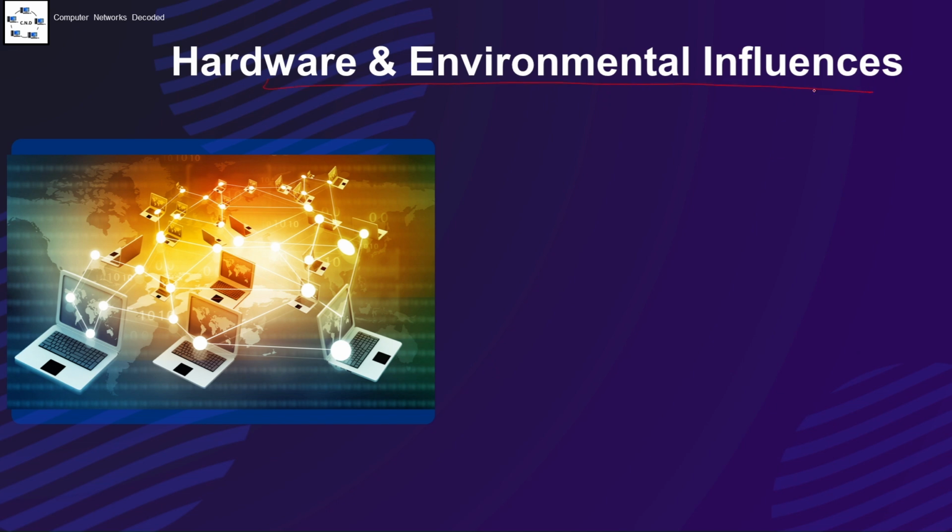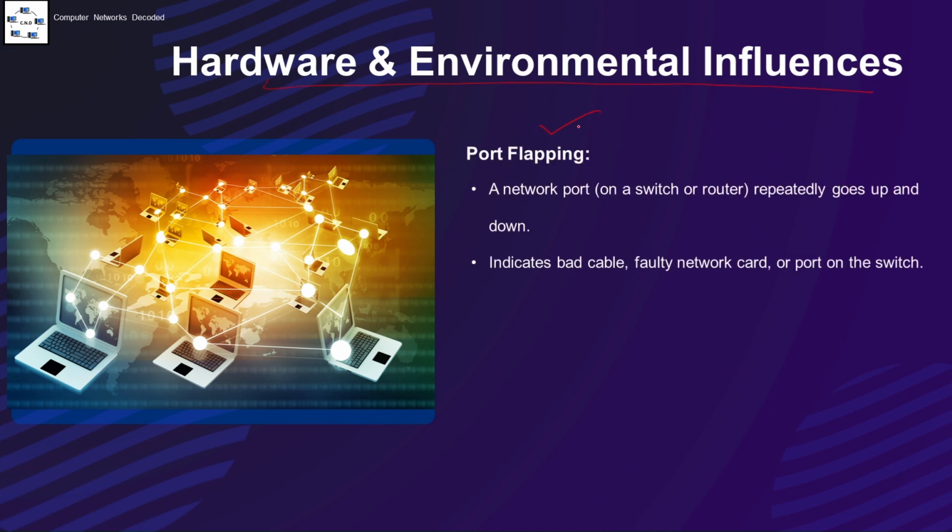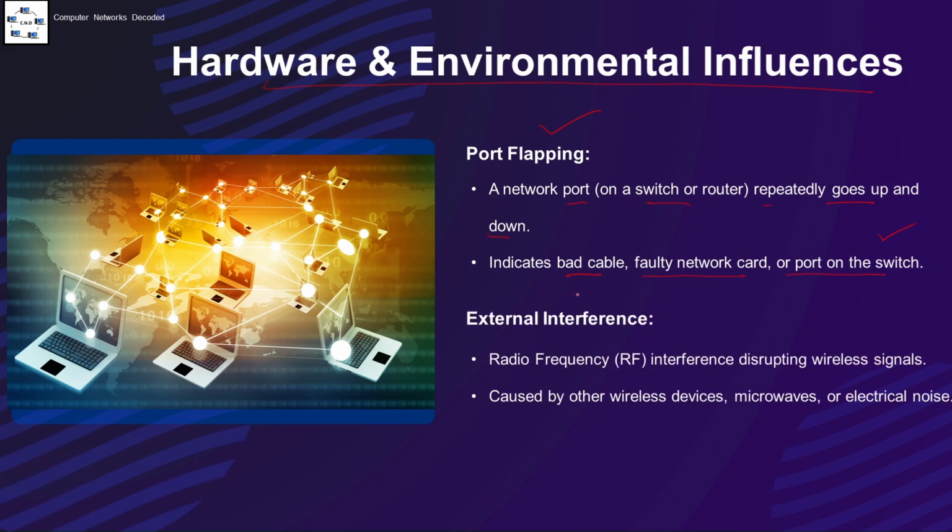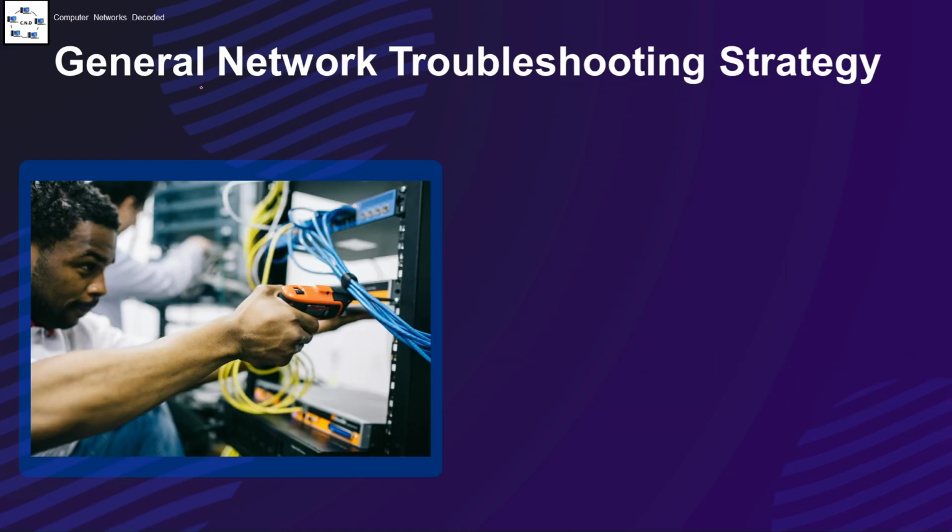Hardware and environmental influences. Port flapping, where a network port on a switch or router repeatedly goes up and down, indicates a bad cable, faulty network card, or a bad port on the switch. External interference may be due to radio frequency interference disrupting wireless signals, caused by other wireless devices, microwaves, or electrical noise.